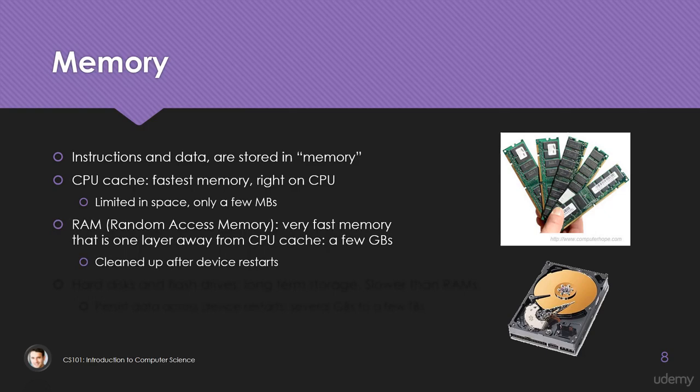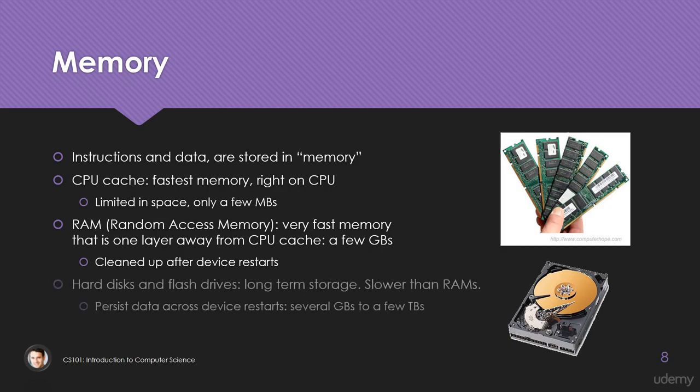Now, there's another layer of memory called random access memory. It's a very fast layer that's one layer away from the processor. It's typically a few gigabytes of storage these days. And the thing to remember about RAM is that it's cleaned up when a device restarts. So when you shut down and restart a machine, this memory gets removed. But it's used for very fast storage. When a computer is processing information, it typically reads this from random access memory.